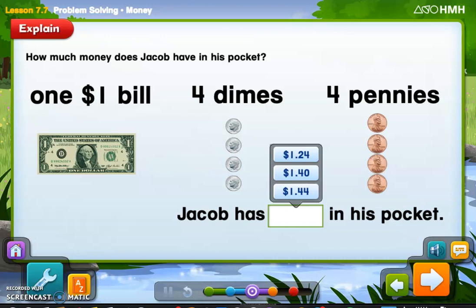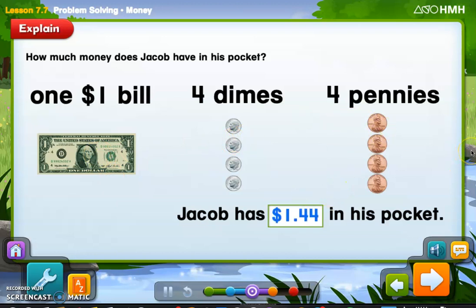Okay, so we know that he has a $1 bill, which is $1, right? We have 4 dimes, which is equal to 40 cents because we count by tens: 10, 20, 30, 40. And then he also has 4 pennies. So 1, 2, 3, 4. So all together, Jacob has $1.44. Great job! Jacob has $1.44 in his pocket.